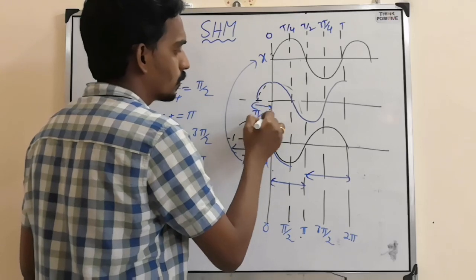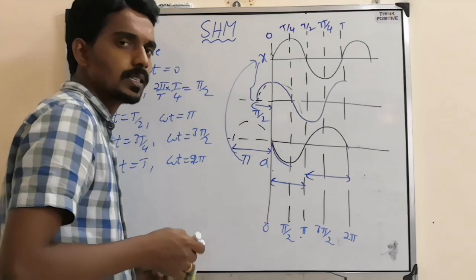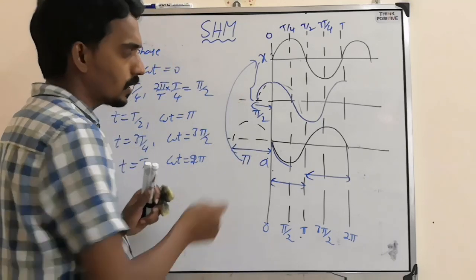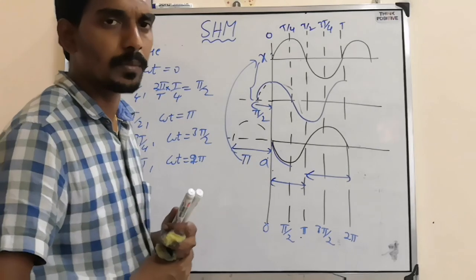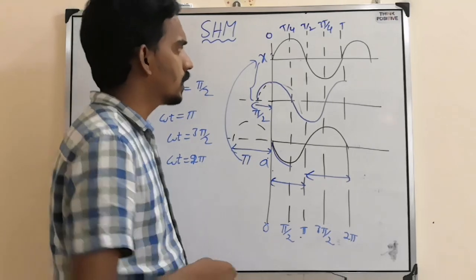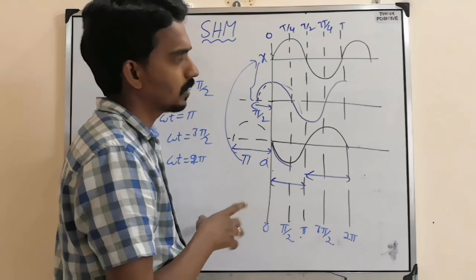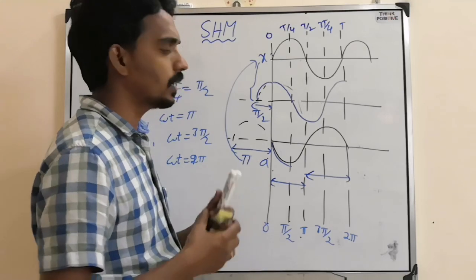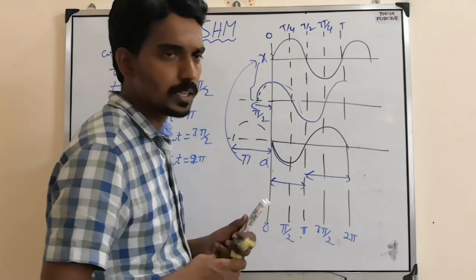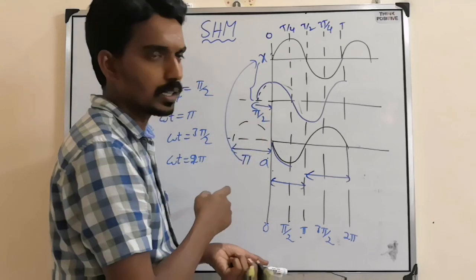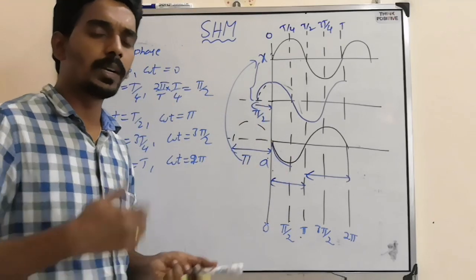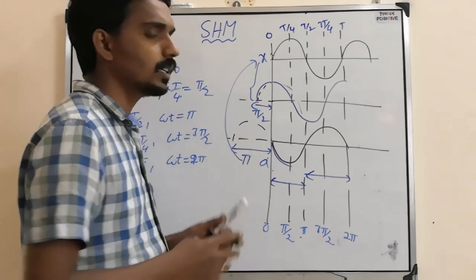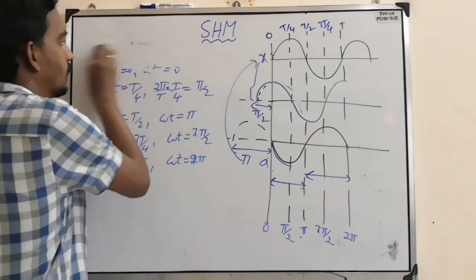So this is how much? Pi by 2. So between x and v also there is a phase difference, how much? Pi by 2. Between v and a also there is a phase difference, how much? Pi minus pi by 2, pi by 2. So based on this, they will ask you which is having more phase, which is having less phase, or what is the phase difference between these two quantities, like between displacement and velocity, or between velocity and acceleration. Like that they can ask questions based on that.